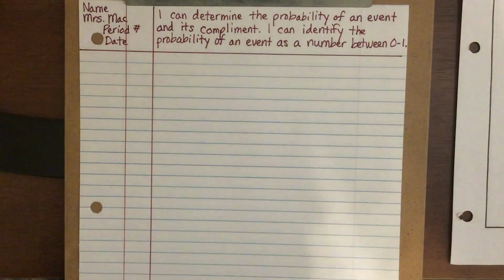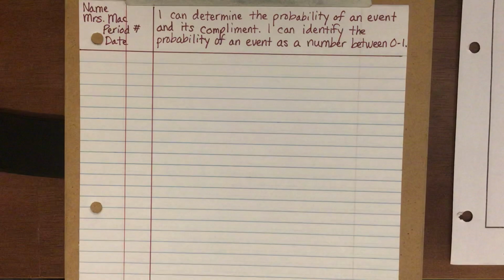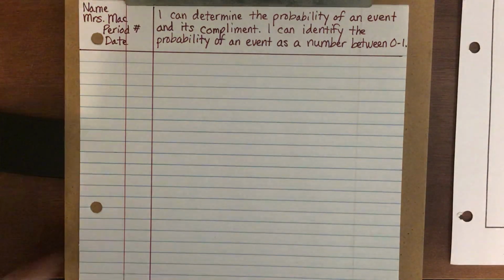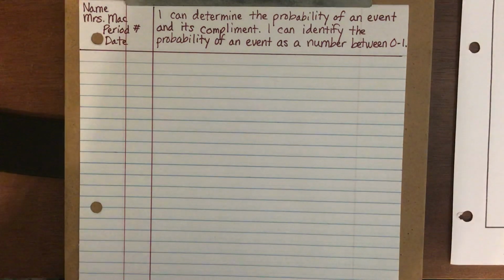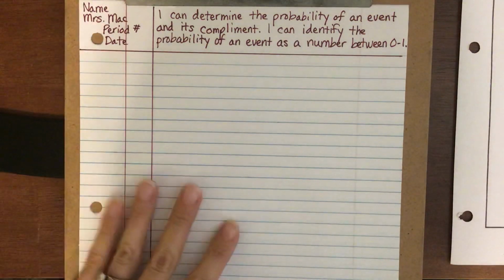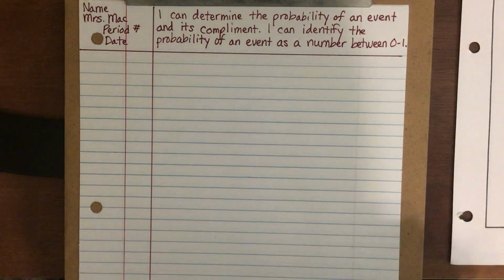And today we're going to be determining the probability of an event and its complement. And then you'll be able to identify the probability of an event between the numbers 0 and 1. Now, we did a little bit of this already yesterday, so it's kind of review and then some new stuff as well. So pause it, make sure your page is set up, and then click play, and then we'll carry on.